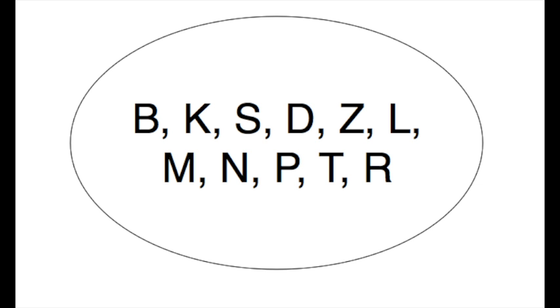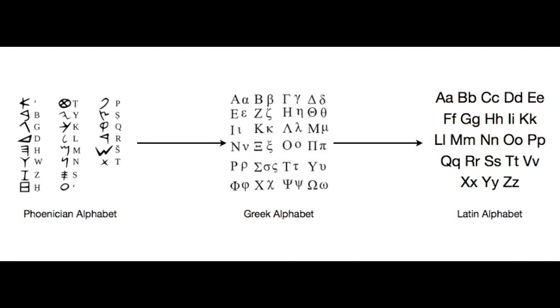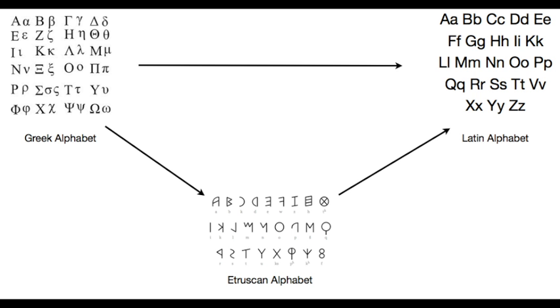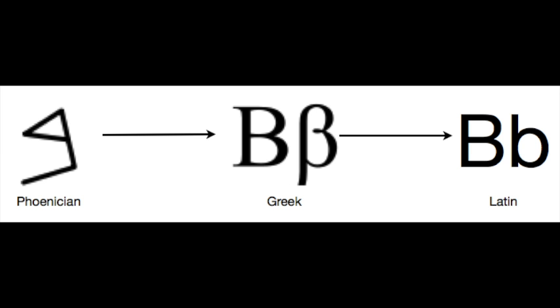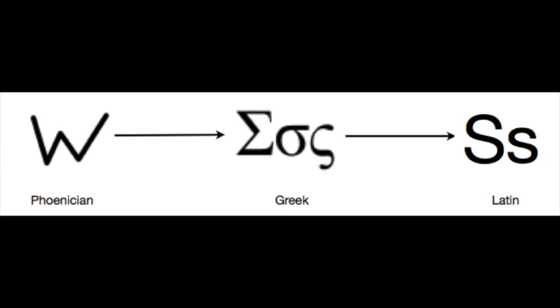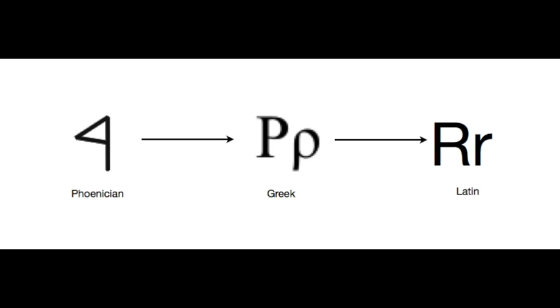Now, at this point, you might be asking, what on earth does this have to do with the letters B, K, S, D, Z, L, M, N, P, T, and R? Well, while we're not sure about the link between Egyptian and Phoenician, we are quite sure that the Greeks learned how to write from the Phoenicians, the Romans learned how to write from the Greeks, and the English learned how to write from the Romans. Mostly. Kind of. Anyway, at each transition here, a lot of the letters changed a little bit, including these. This is how B changed, here's K, here's S, D, Z, L, M, N, P, T, and R. Think that was complicated? Wait till we get to some of these others.